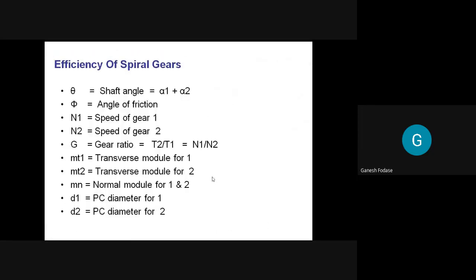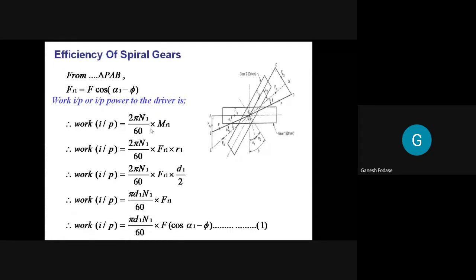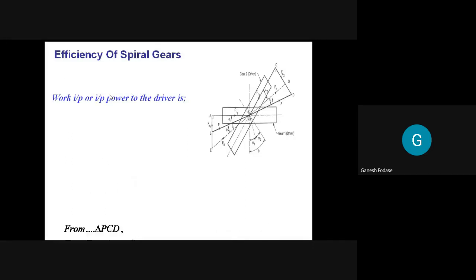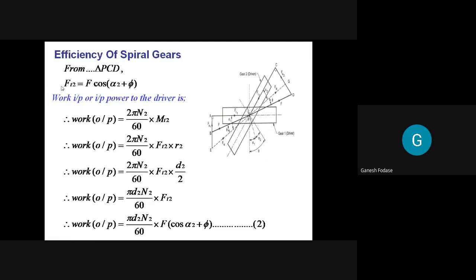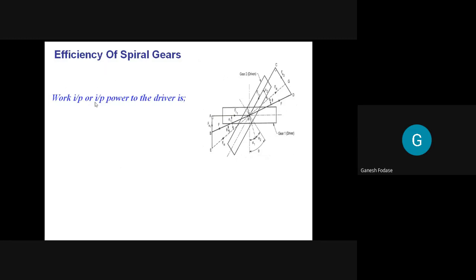So we can see here the relation between tangential and axial force. So tangential force and F, the resultant force, the relation between them is Ft1 is equal to F cos of alpha 1 minus phi. If it is Ft2, then it is F cos alpha 2 plus phi. You can see here Ft1 is F cos alpha 1 minus phi, Ft2 is F cos alpha 2 plus phi. So tangential force 1 is known, tangential force 2 is known.